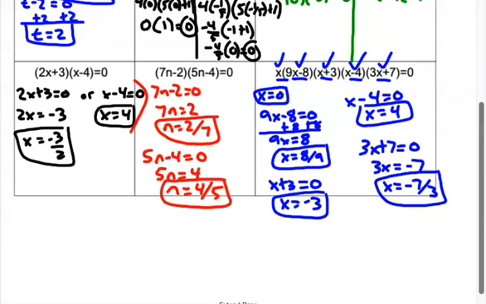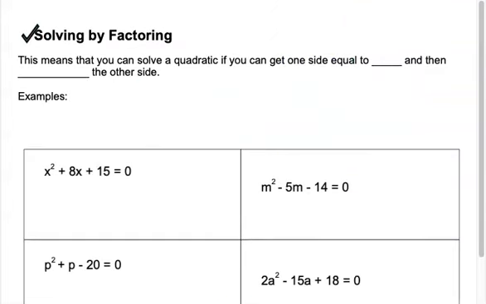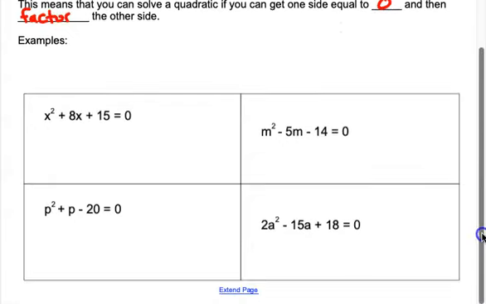So these were all in factored form. The next step is we need to make sure we remember how to factor. So if we get something that's not in factored form, will we be able to get it into factored form and then use that zero product property we were talking about? So this means you can solve a quadratic if you can get one side equal to 0 and then factor the other side. So this is why Chapter 8, factoring was such a big deal.